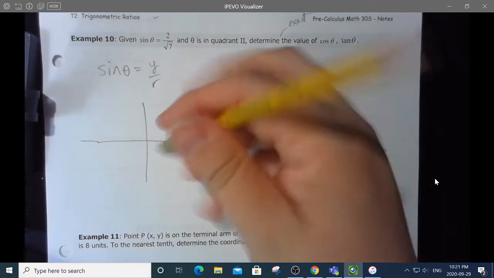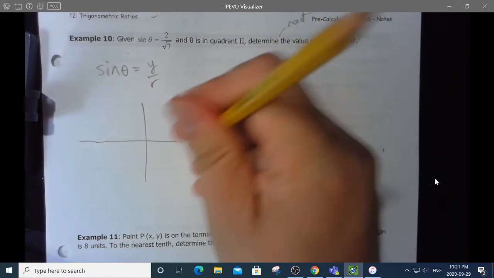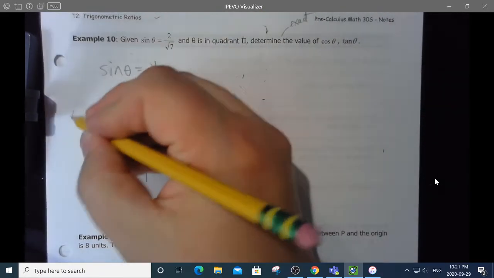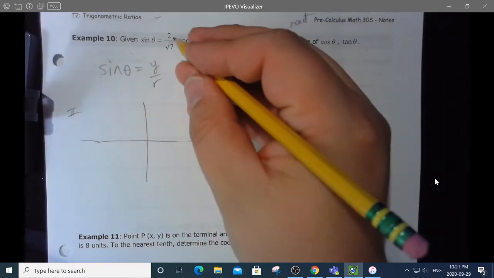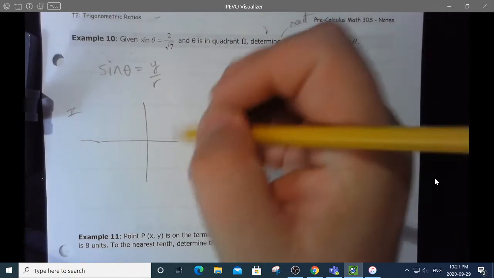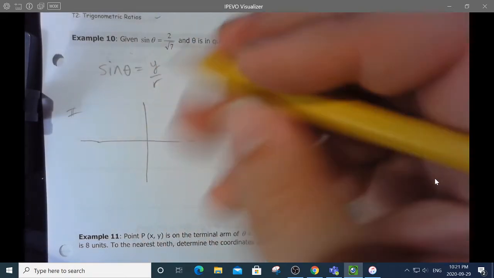I don't know why I drew all this much. I don't need any of that. But I'm in quadrant 2, which is over here. And I am root 7 for the length of my hypotenuse. I honestly don't know how big.